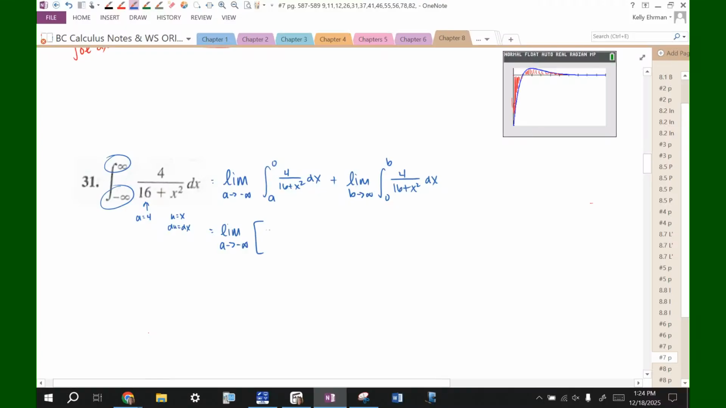The antiderivative here is 1 over a, so 1/4. Oh, wait, there's a 4 here too. There's a 4 on the outside. That's what I was thinking. Sorry, it's 1 over a. There's a constant of 4 already. So 4 over 4 times arctan of u over a. There we go. Same thing over here. I'll write the same thing.